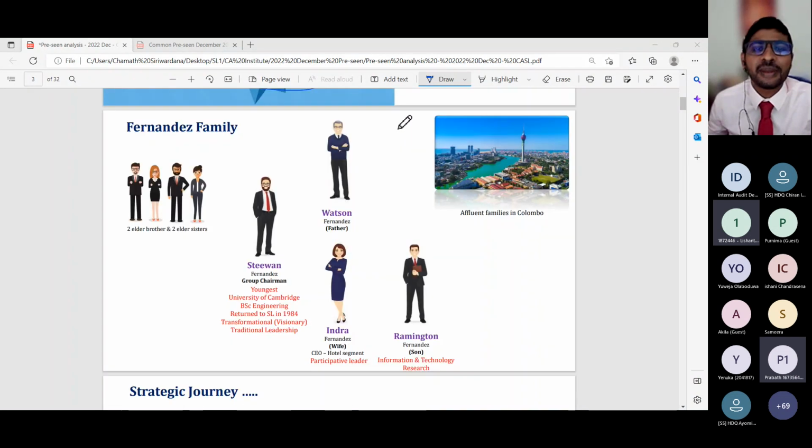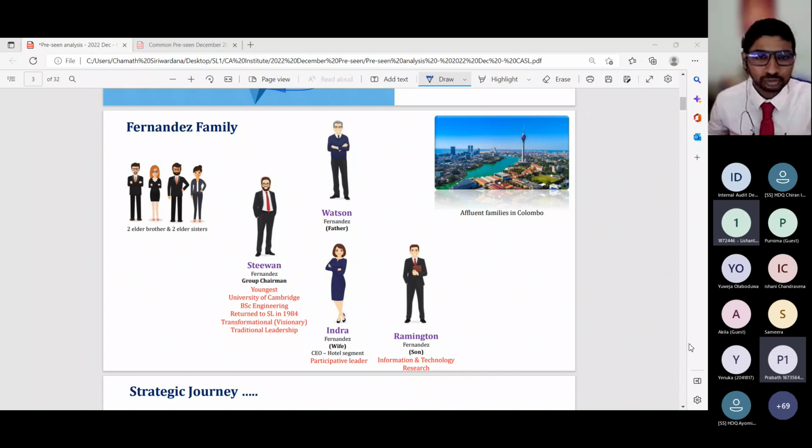Anyway, this Fernandez family scenario, I think Suranga sir has explained it to you. Any question from this, students? Because I can skip. I hope you have all understood this very well, and hope you don't have any questions with regard to this.